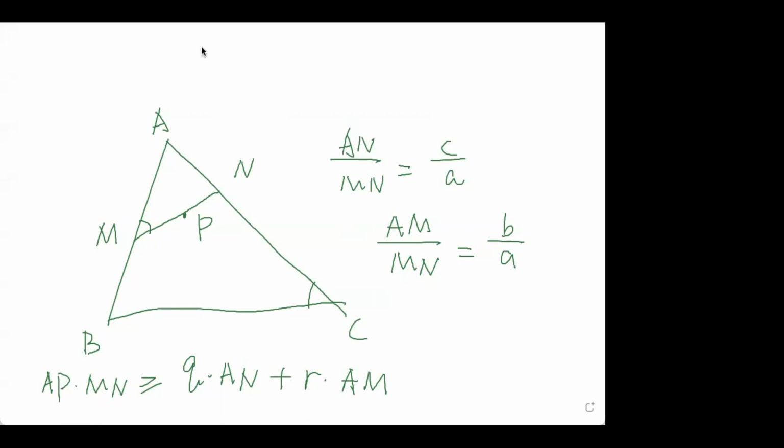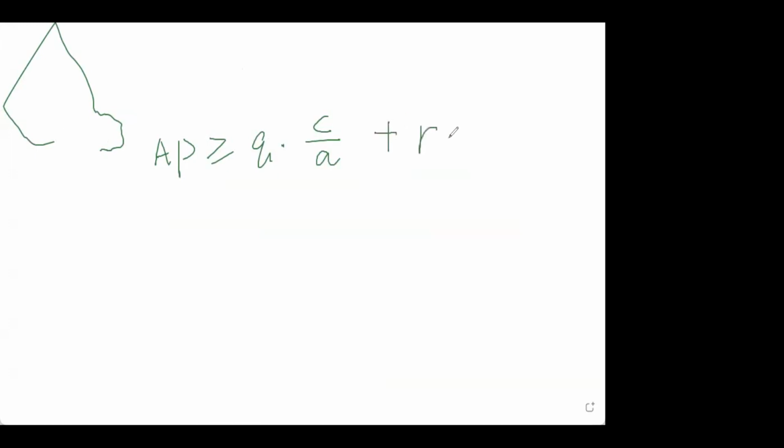I will clear this. So what we get is that AP is bigger than Q times AN over MN, and we know AN over MN is C over A, because of the similar triangle we construct, and AM over MN is B over A, so it's plus R times B over A.